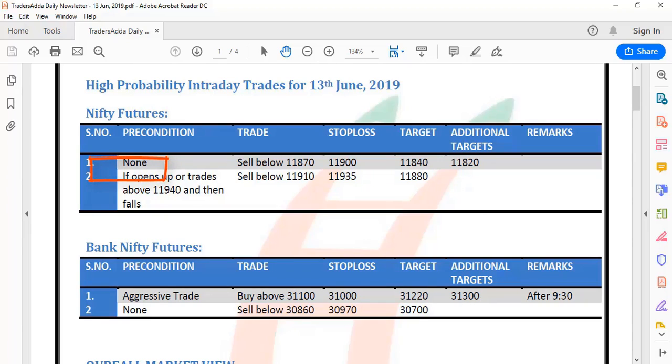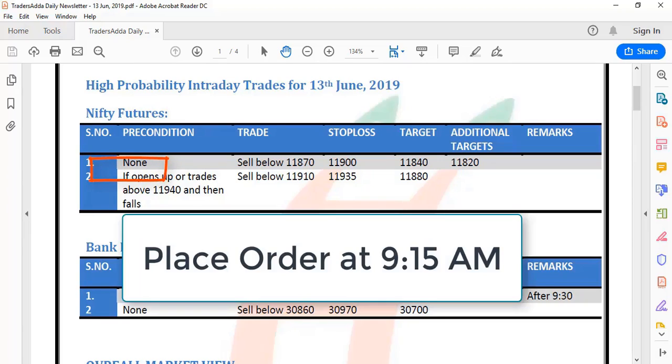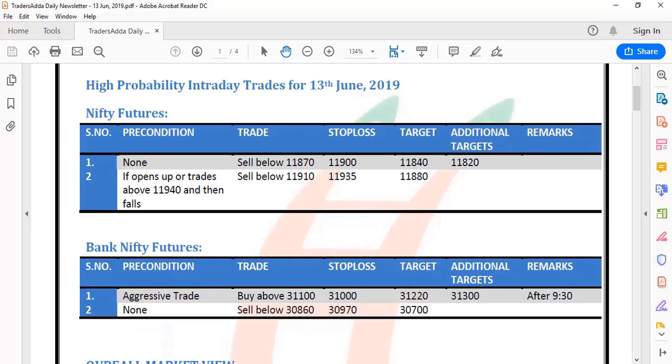It does not have any precondition. So this trade should be put in the system as a bracket order at market opening, that is at 9:15 AM. You don't have to worry about anything, just open your terminal at 9:15 AM and put this trade in the system and forget about it.